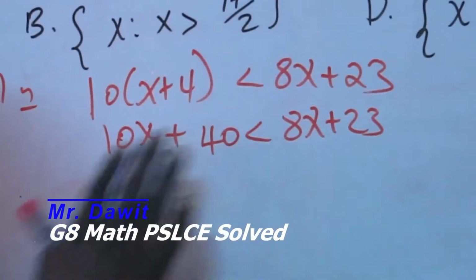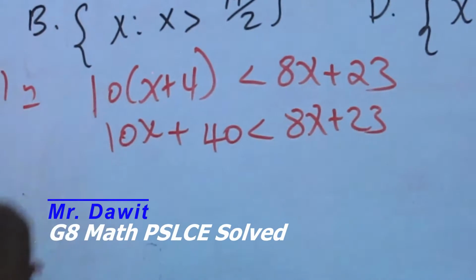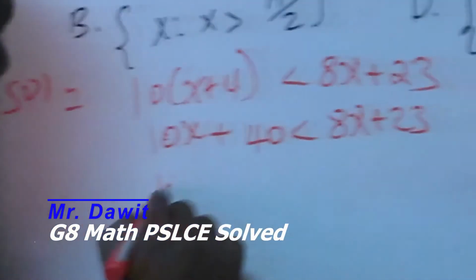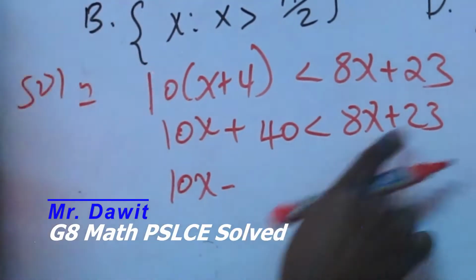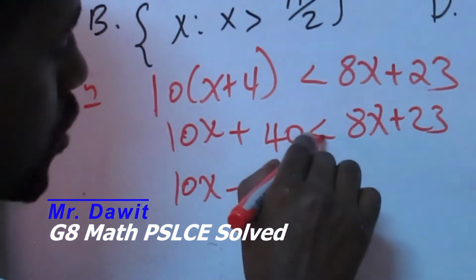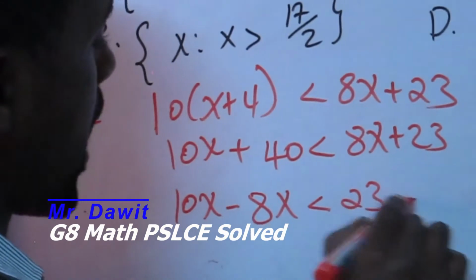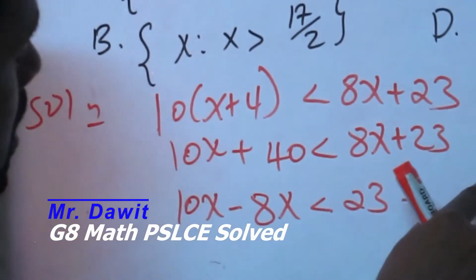So again we have to follow the same procedure as collecting like terms. When collecting like terms we follow the rule. That means 10x minus 8x: you see the sign of 8x is positive, but after transposing to the left it becomes negative 8x. The sign of the inequality should be put as it is. Less than 23. Minus 40 can be transposed to the right side and it loses its sign.